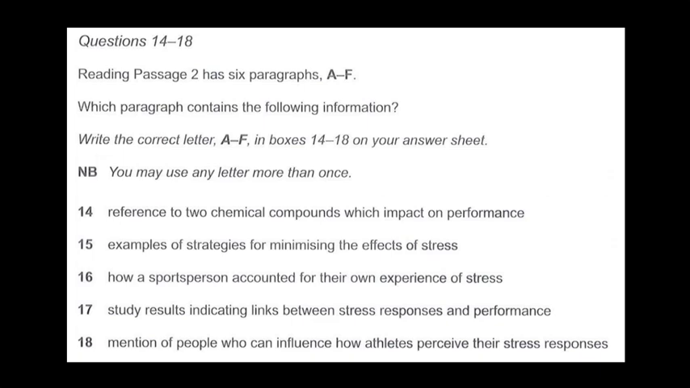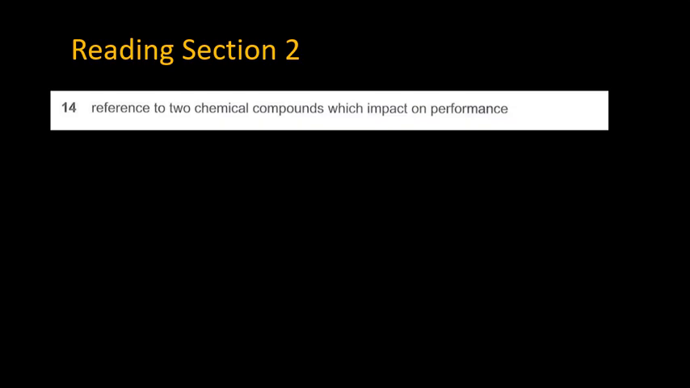Questions 14 to 18. So passage 2 has 6 paragraphs and they're labelled A to F. You need to choose which paragraph contains the following information. So for these ones, you just need to write the letter A to F beside the answers. Now, this bit's important. You may use any letter more than once. So, 14. Reference to 2 chemical compounds which impact on performance.